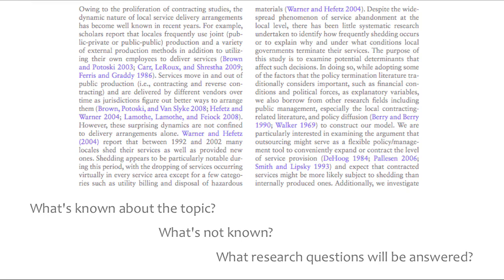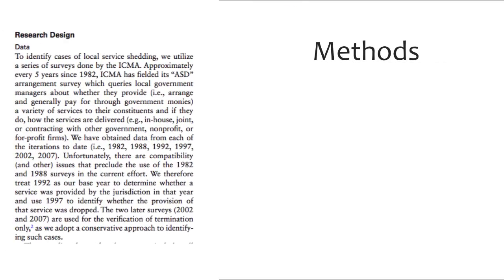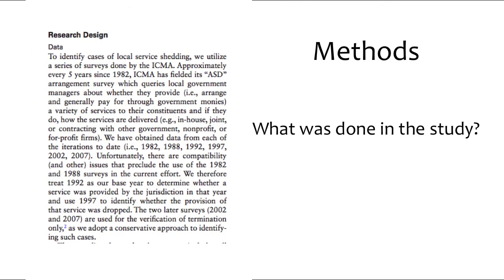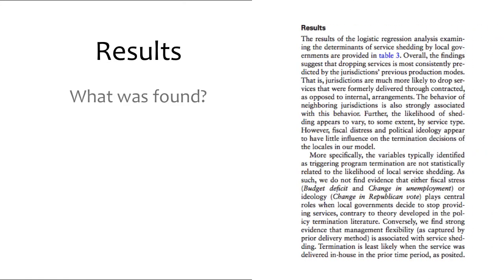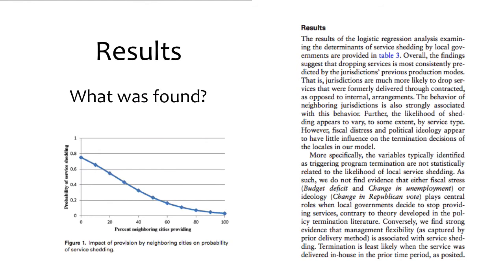Next, we have the methods section. This tells the readers what was done in the study. This is usually very technical and potentially difficult to read. The results section follows. This is a statement of what was found. Visuals, like tables and graphs, will be here. Note the figure and table titles. These are good places to skim up front.